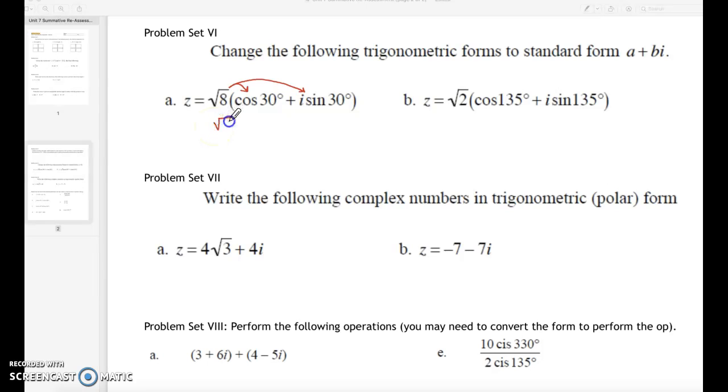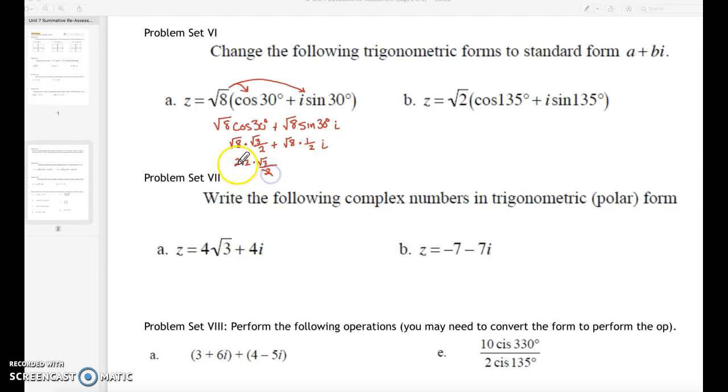So we're going to get root 8 cosine 30 degrees plus root 8 sine 30 degrees, and obviously that's going to be times I. So root 8 times cosine 30, which is root 3 over 2, plus root 8 times sine of 30, which is 1/2, I. Well, root 8 can also be written as 2 root 2, so I'm going to write that as 2 root 2 times root 3 over 2.